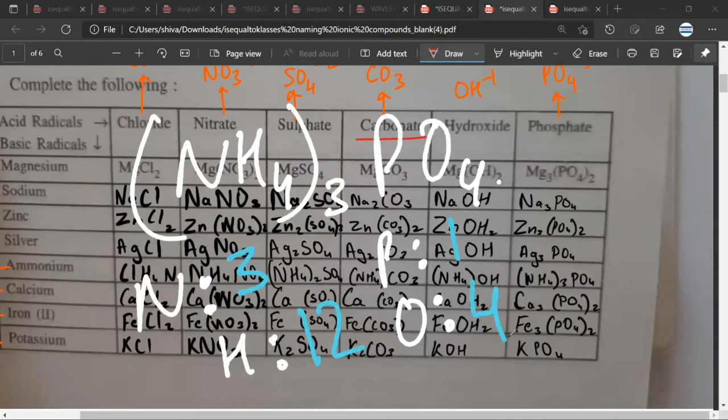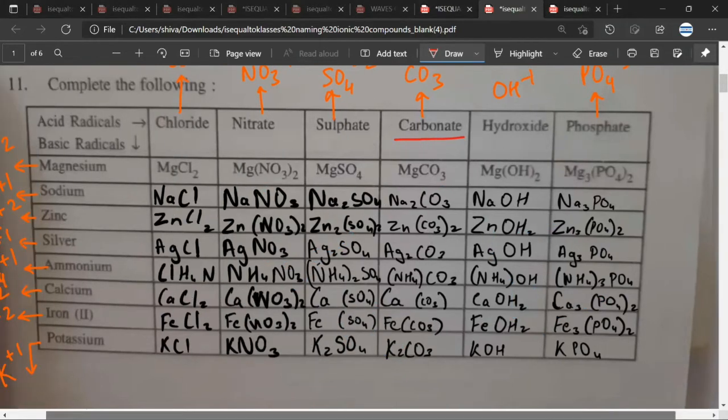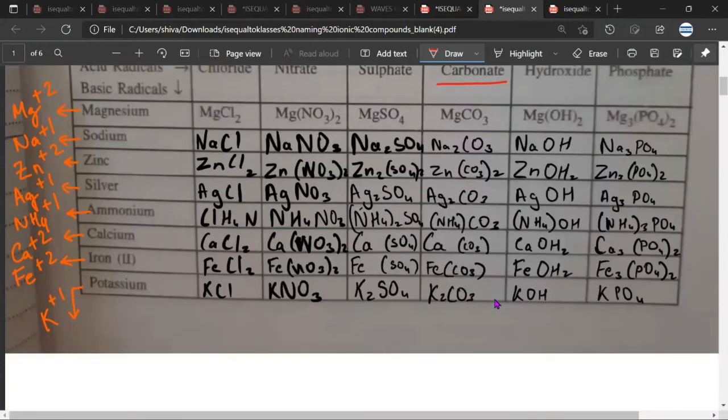Is it making sense? Yes, sir. See, 1 into 3 is 3, 4 into 3 is 12. This is 1 and this is 4. Is it making sense or not? Yes, sir. It's a bit difficult, so that is not an issue, but you will require this in class 9th. That is why I just want you to be open to this concept.